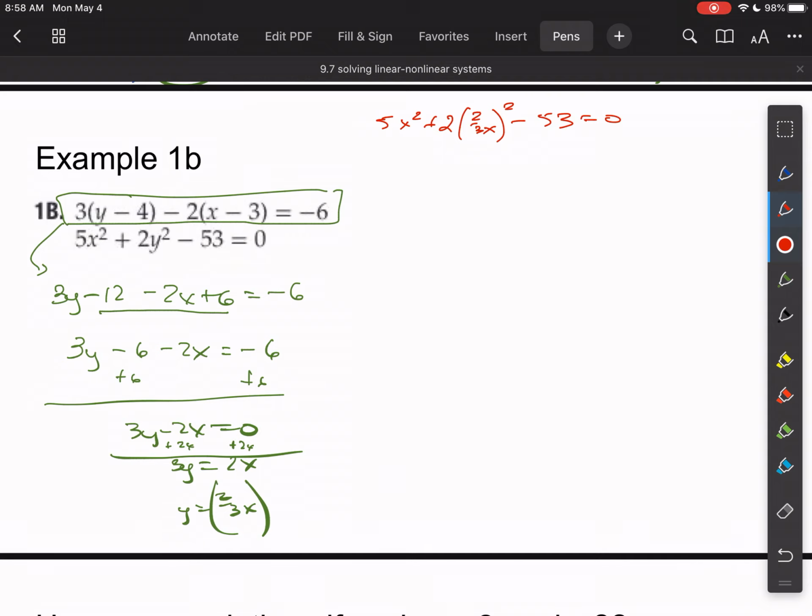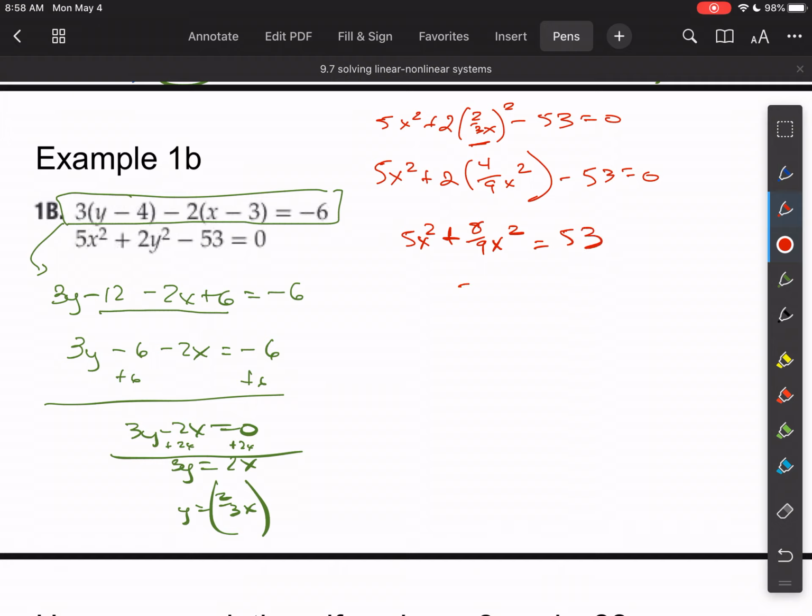Okay, so remember that when you're squaring this, you have to square everything that's inside. So let me do that on this step. 5x squared plus 2 times, this will be 2 squared, which is 4, 3 squared, which is 9. So it'll be 4/9 x squared, right? And then the squaring is done. Minus 53 equals 0. Okay, so let's simplify this a little bit here. 2 times 4 is 8, so this is the same thing as 8/9 x squared plus 5x squared is equal to, I'm going to move that 53 over, 53.